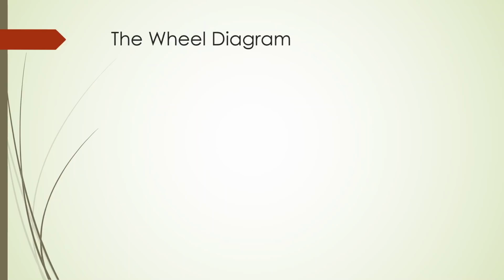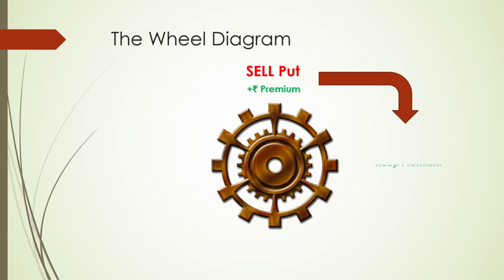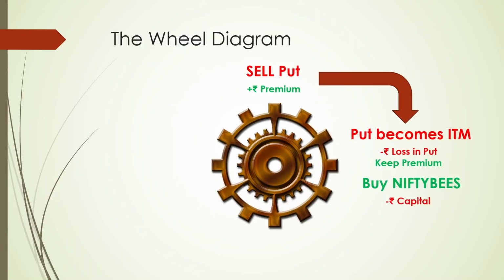So I'll just summarize what we have discussed for the last 20 minutes. So the wheel, first step, what we do, we sell a put, we collect a premium. Okay. Then what happens? The put becomes ITM. We will book loss in the put, but we will still keep whatever premium is collected. The net is only loss. Okay. Then once you are closing the put in the loss, you go and buy Nifty Bees, you will pay capital for that. Okay. Then parallelly, we will sell a call and then collect premium for that.